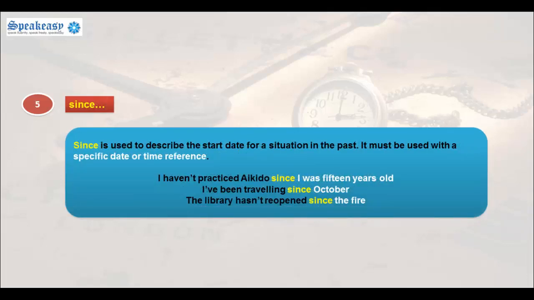Since is used to describe the start date of a situation in the past. It must be used with a specific date or time reference. I haven't practiced Aikido since I was 15 years old. I've been traveling since October. The library hasn't reopened since the fire.